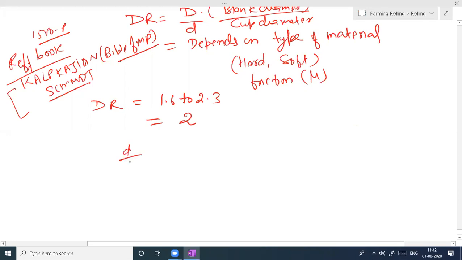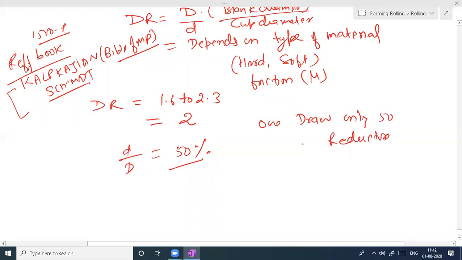So D by D is equal to 50%. Means in one draw, you can reduce only 50%. In one draw, only 50% reduction is possible, diameter reduction. 50% diameter reduction is possible.